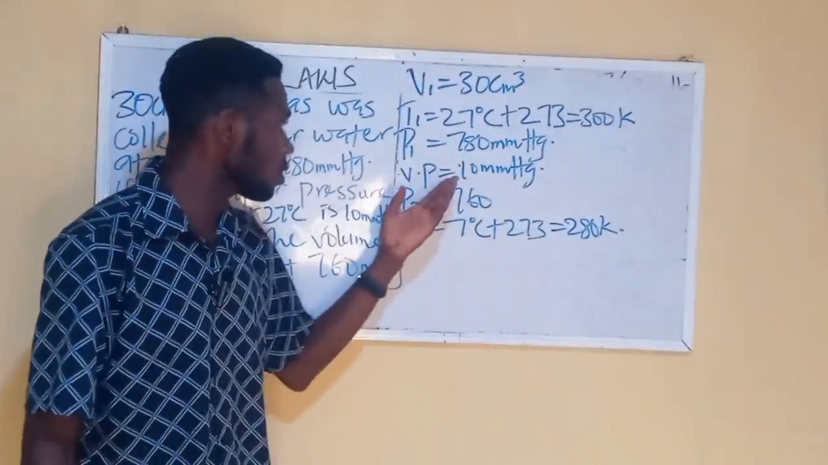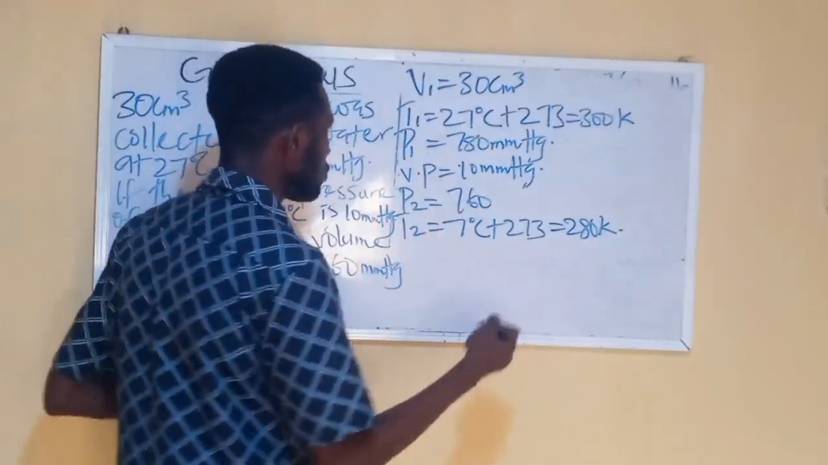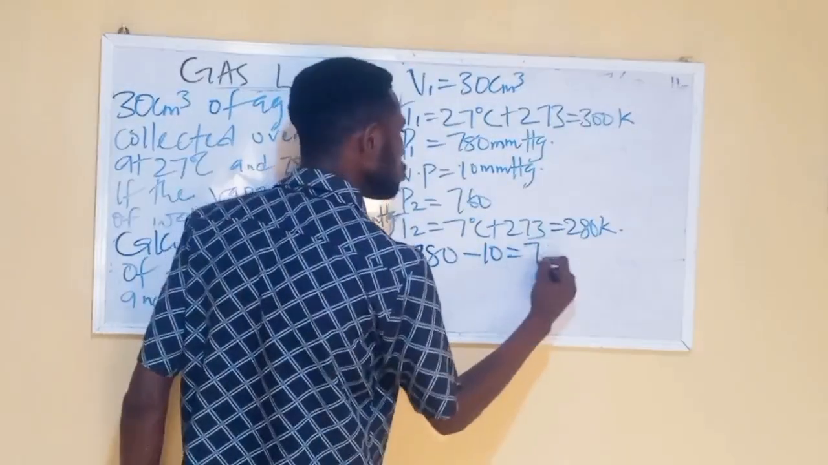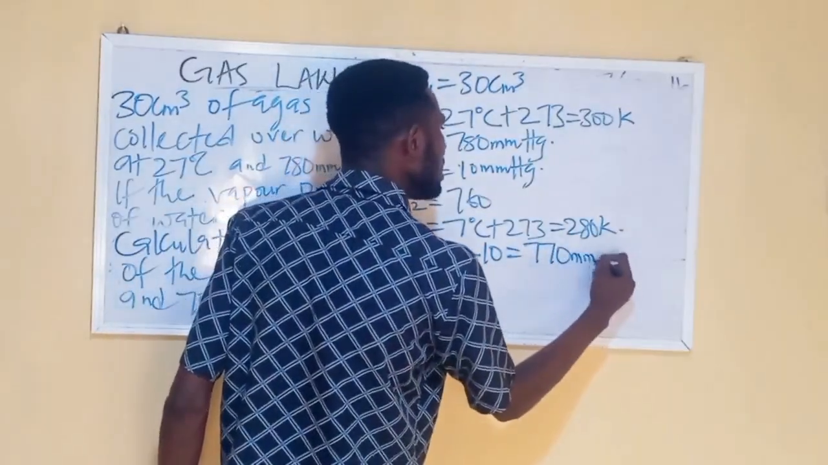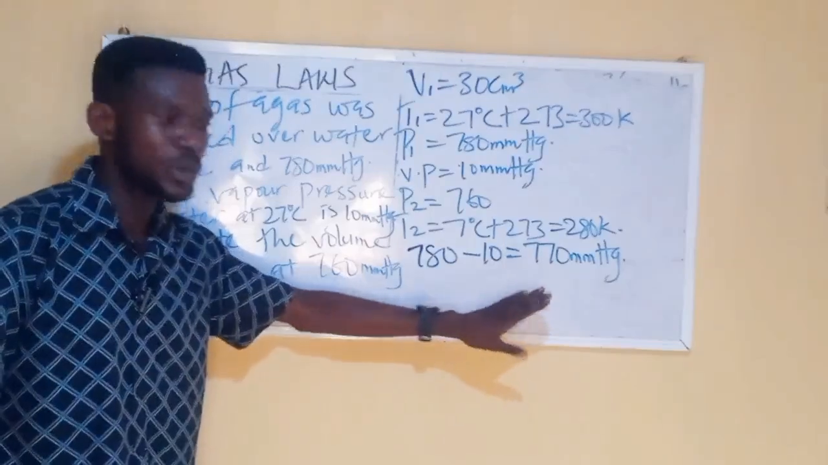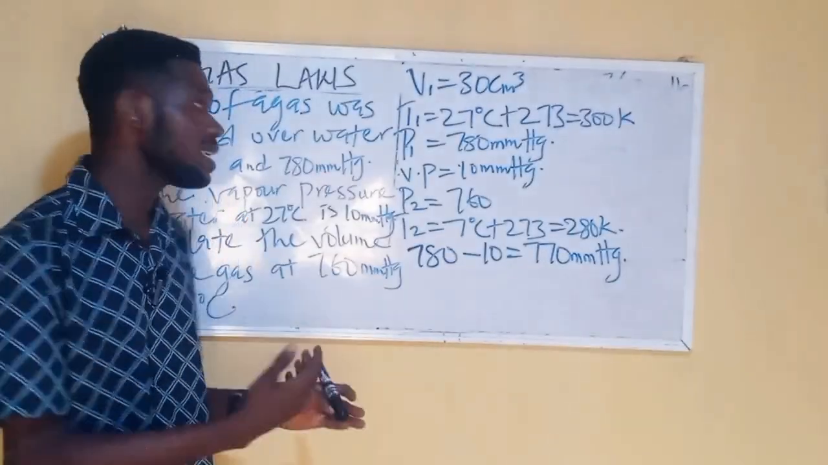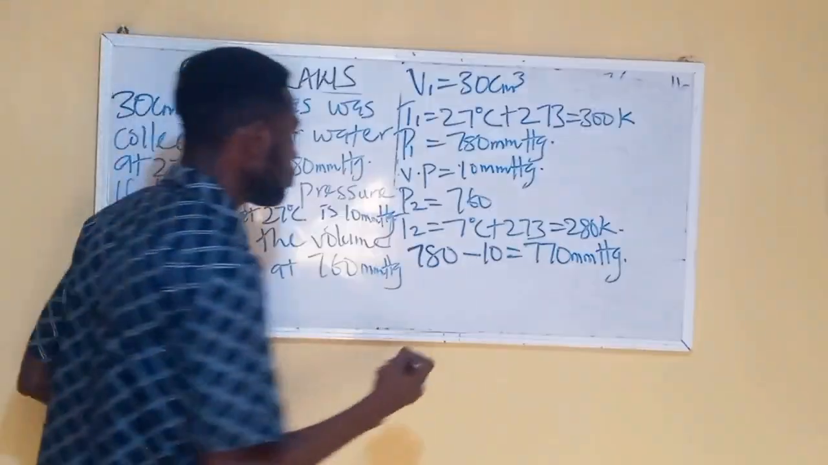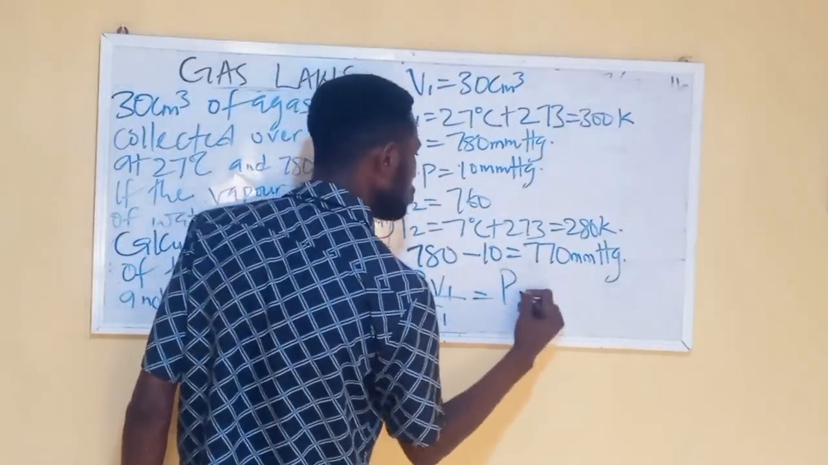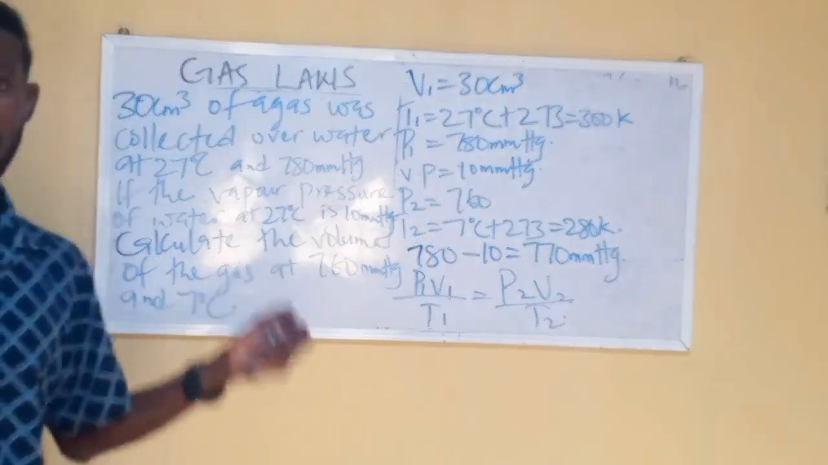So what is your P1 now? In this case, your P1 has to be 780 minus 10, which gives you 770 millimeter mercury. Now you have this, you can now carry out your calculations by inserting it into the formula, which is P1 V1 over T1 equals P2 V2 over T2. Now, let's start.